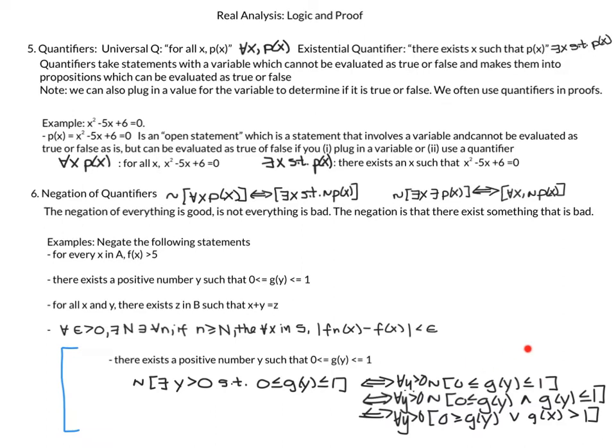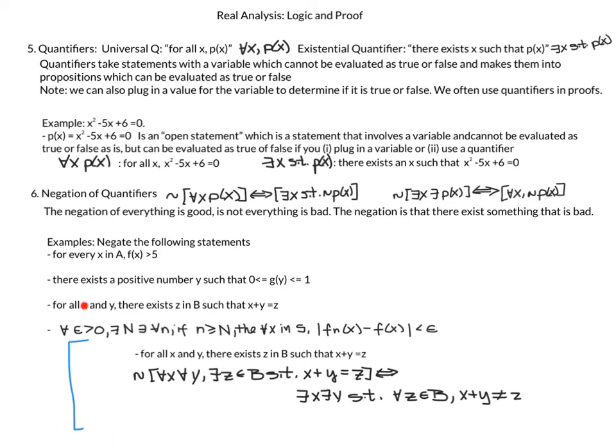And g of y between 0 and 1 is really two conditions, that g of y is greater than 0 and g of y is less than or equal to 1. So when I take the negation, I'm going to have 0 is greater than or equal to g of y. Actually, this should just be greater than. Or, remember when you distribute the negation, you have to change the ands to ors, and you'll have g of y is greater than 1.